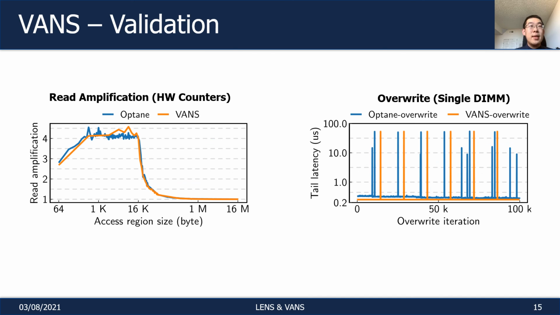We also take the hardware counters from Optane DIMM and VANS to calculate the write amplification for the L1 buffer. As shown in the left figure, the amplification factors match very well. We then perform the overwrite test on VANS and find its long tail latency matches the Optane DIMM.